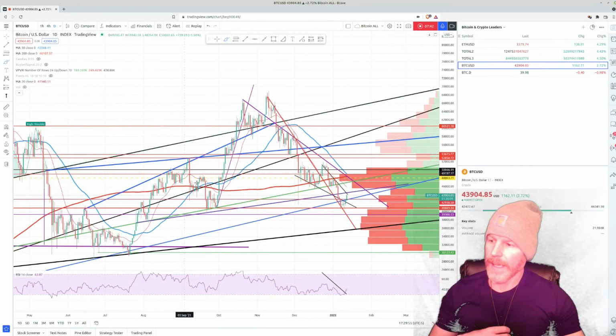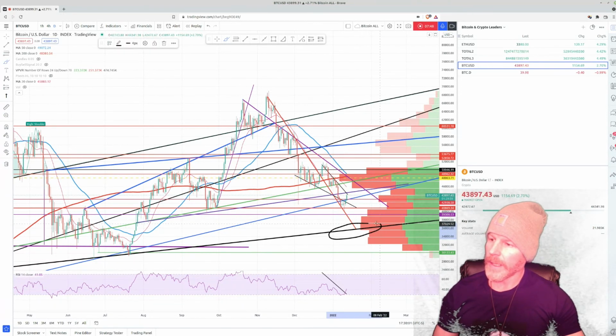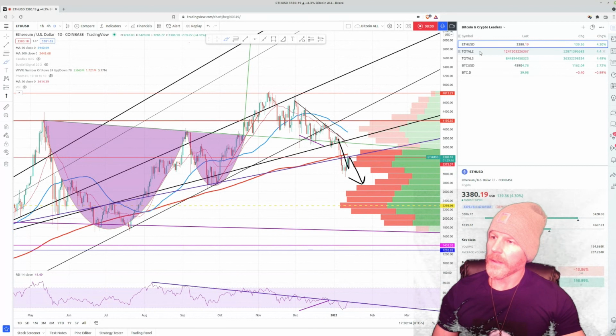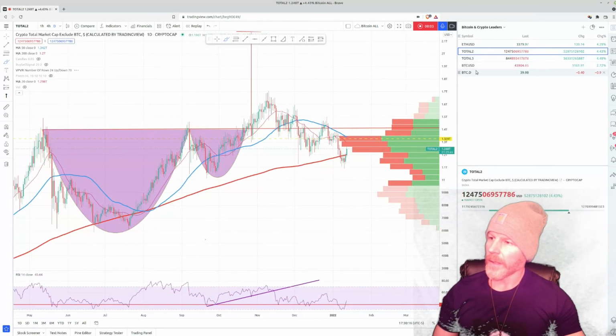Watch out for that because, again, we do have this support way down at 36,000 we could come down to, and these are all looking like bear flags from our leaders. Ethereum included, the totals included, they all kind of look the same. It looks like it could be a bear flag.